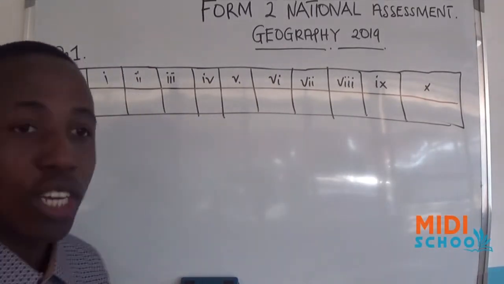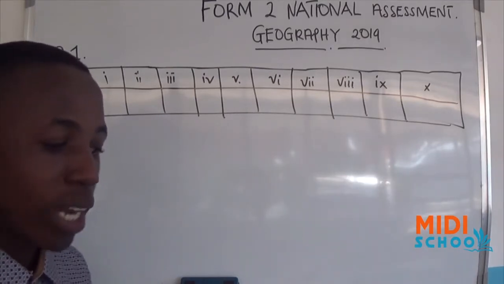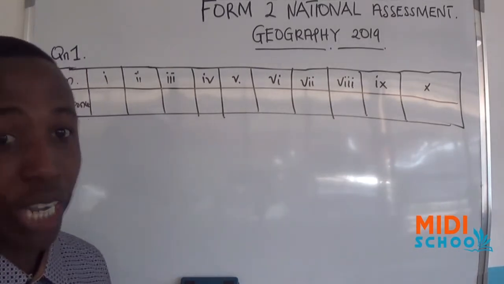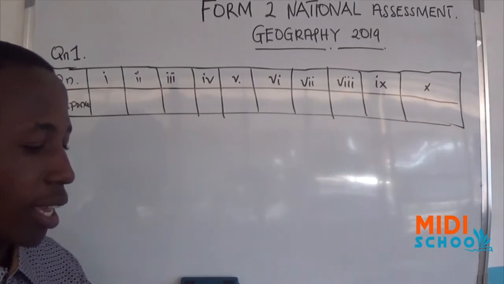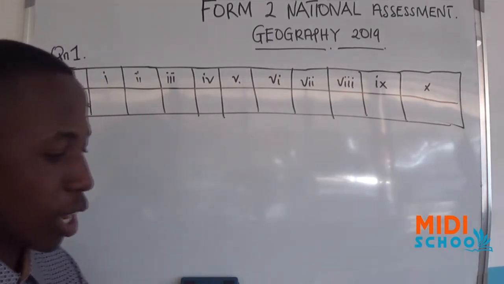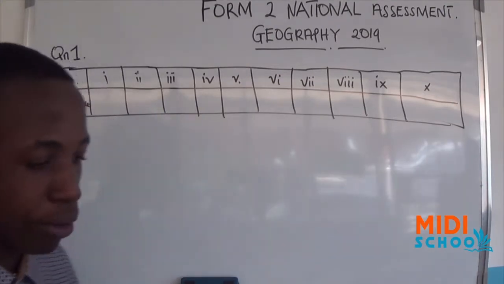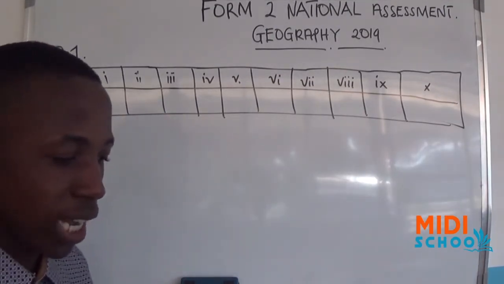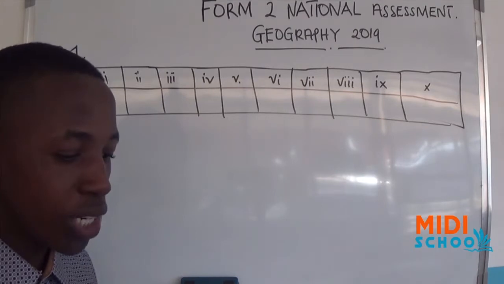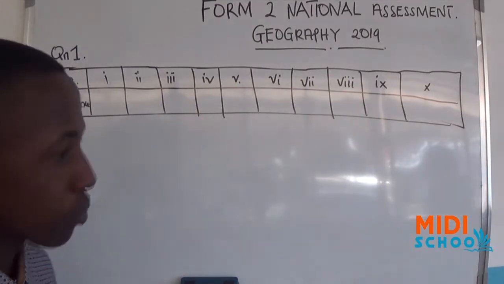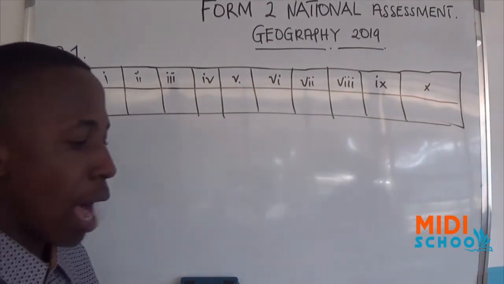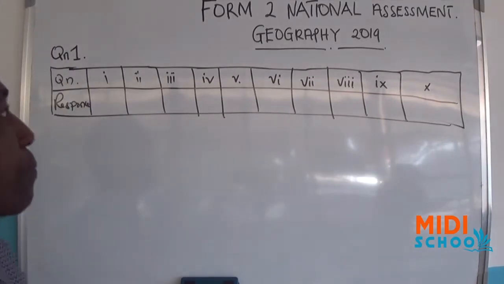Question 1 asks: one characteristic of equatorial climate is. In our selection here, we have A, low rainfall, B, moderate temperature, C, low humidity, and D, thick forest. And our answer here is D.